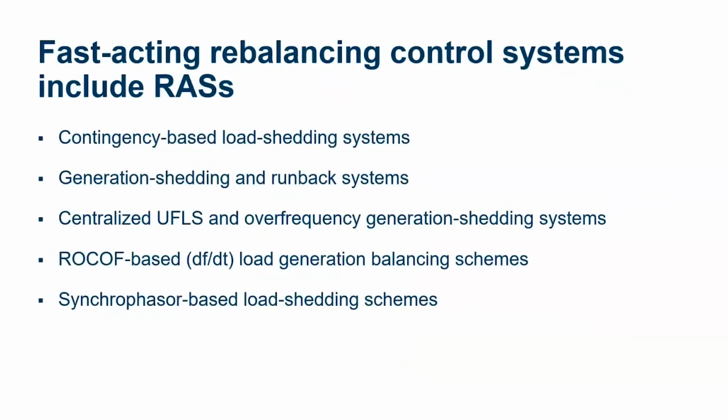Now that we've looked at both slow speed and high speed control requirements, let's dig a little bit deeper on what we do utilizing fast acting load generation balancing control systems. These types of RAS systems are very common in today's world. They include contingency-based load shedding systems, contingency-based generator shedding and runback, and centralized frequency-based load generation balancing schemes, which can be further enhanced by using rate of change of frequency.